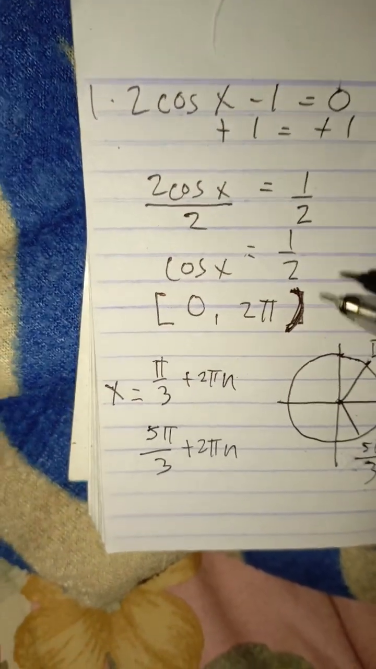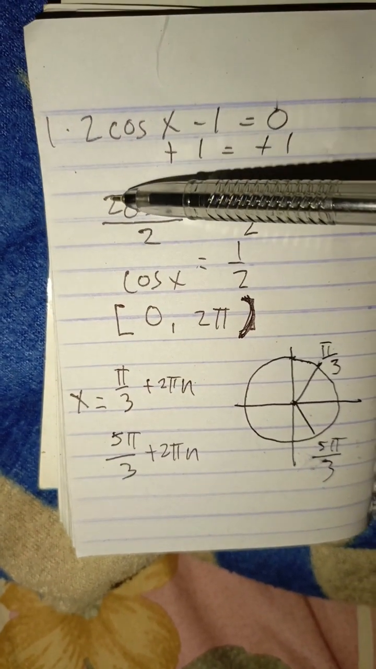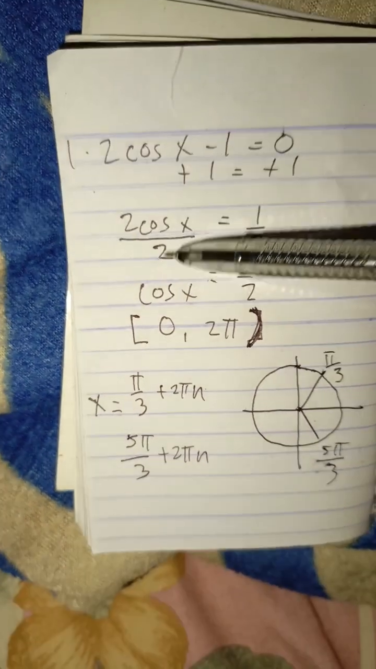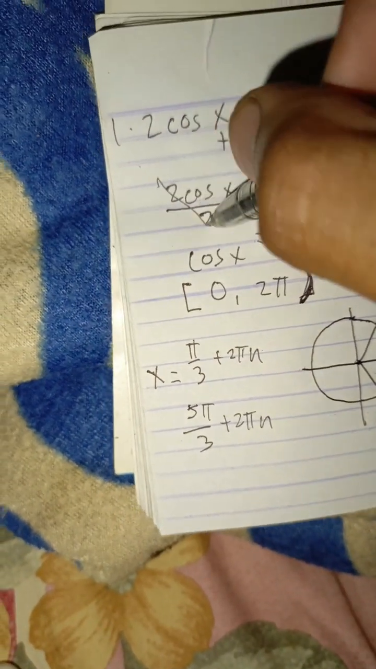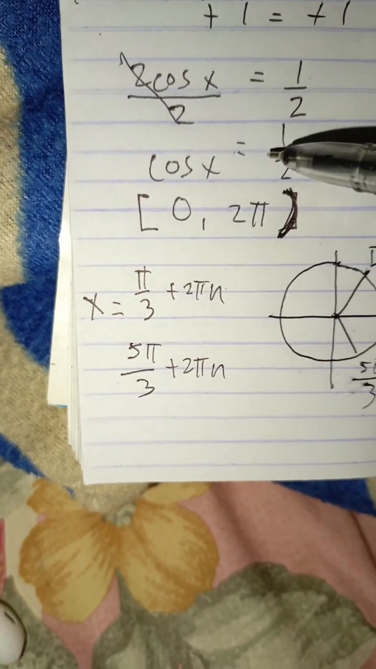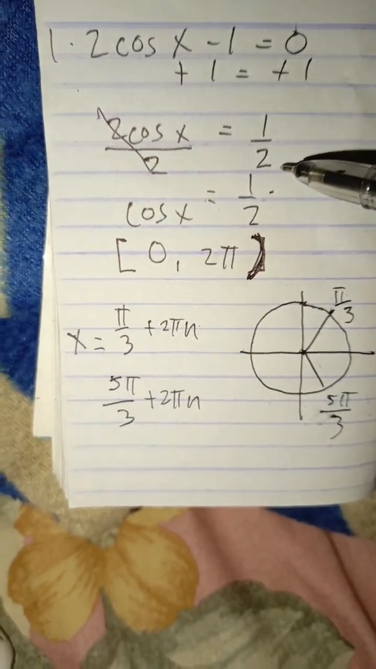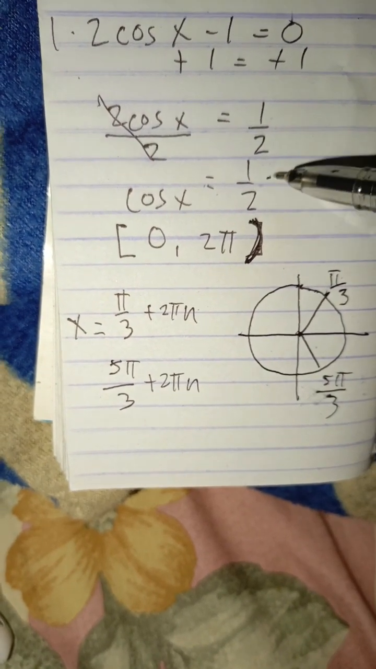Now we're going to divide both sides by 2 to cancel out the numerical coefficient here. So I'm going to cancel out this, and now we are left with cosine x equals 1/2. Now I want you to find 1/2 in your unit circle.